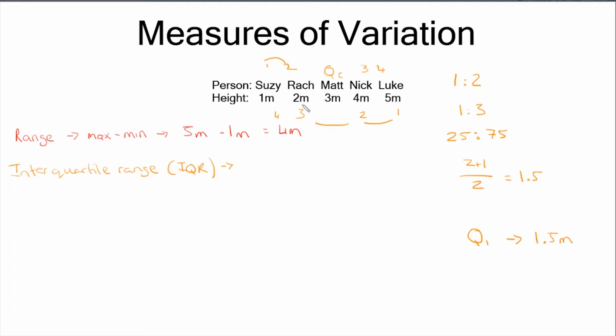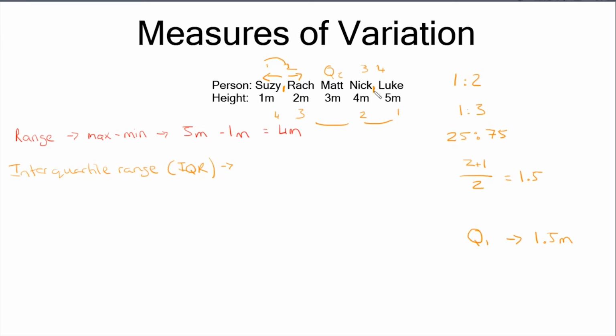Because if we have 1.5 meters, a value here, then we have one value this way and 3 values this way, Rach, Nick, and Luke. So that is 25% on one side and 75% on the other, or 1 on one side and 3 on the other in this case. Now we do the same for Q3.